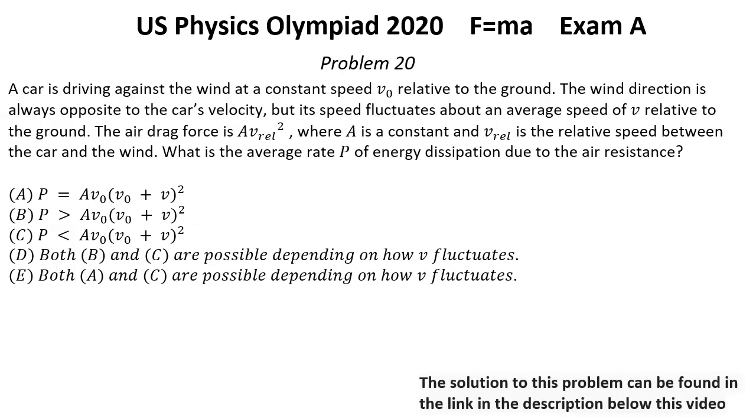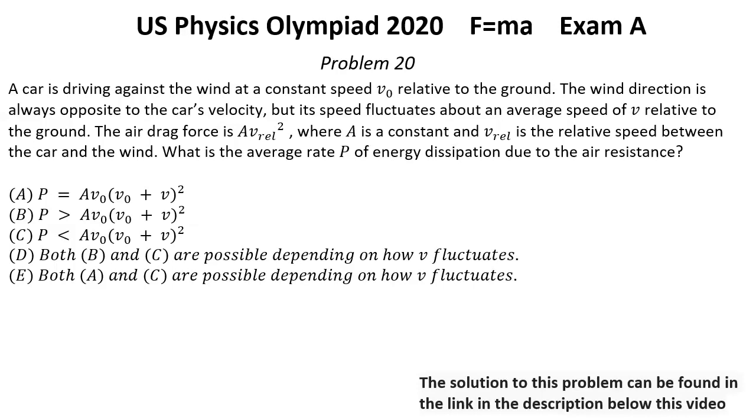Problem number 20. A car is driving against the wind at a constant speed v0 relative to the ground. The wind direction is always opposite to the car's velocity, but its speed fluctuates about an average speed of v relative to the ground. The air drag force is A V_relative squared, where A is constant and V_relative is the relative speed between the car and the wind.